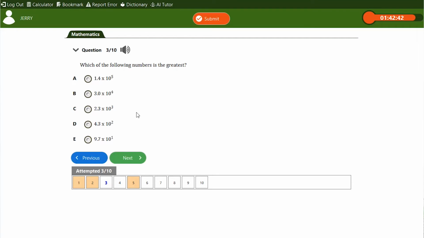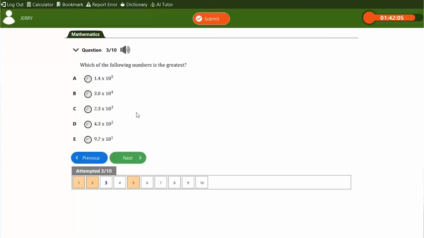So it says, which of the following numbers is the greatest? The first one is 1.4 times 10 raised to the power 5. The second one is 3.0 times 10 raised to the power 4.